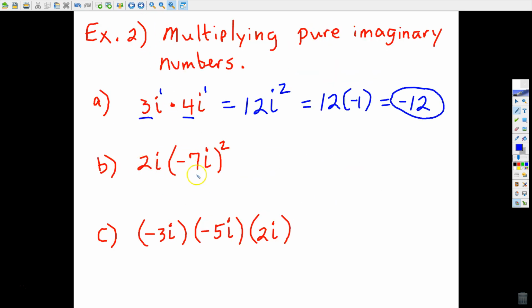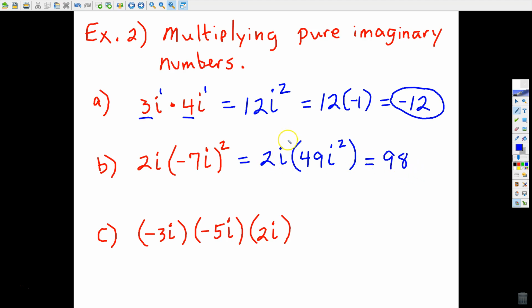Okay, let's work on letter B. According to PEMDAS, I would do powers or exponents before I would do multiplication. So I'm first going to take care of squaring -7i, and that becomes positive 49i squared. Now I can multiply the coefficients together. That's 2 times 49. It's 98.